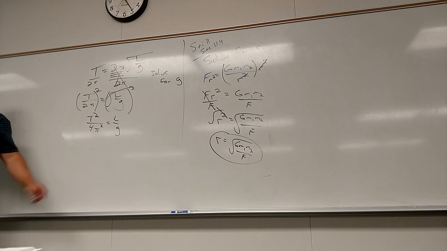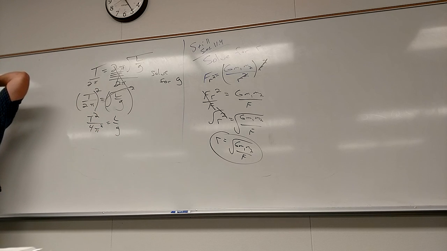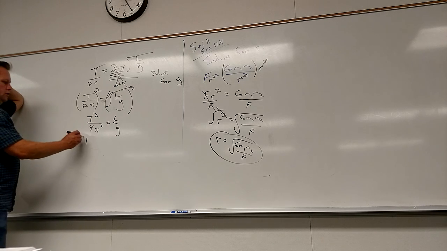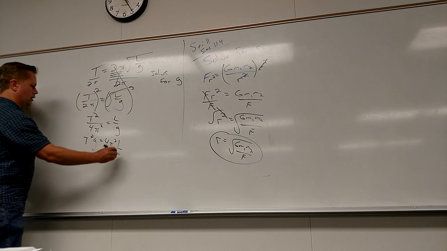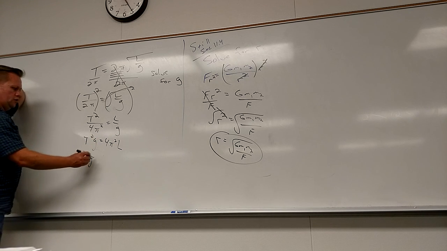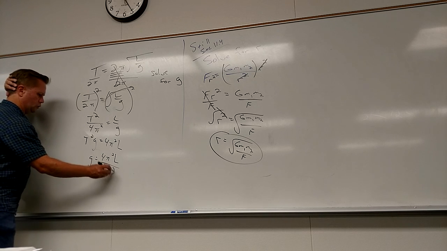I don't know if you noticed this, but you could cross multiply if you wanted to. It's a fraction equals a fraction. Well, I gotta wait and see if you notice it first. So we get T squared G equals 4 pi squared L. So then G equals 4 pi squared L over T squared.